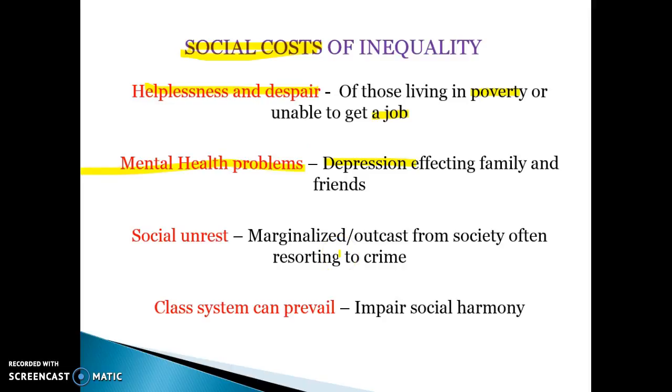It may impact on their relationship with family and friends because they can't contribute to society in the way that they would wish to. It can also lead to social unrest, as low-income earners may become marginalised or outcast from society and may even resort to crime. So that would be another social cost. So they feel helpless, in many cases, more incidents of mental health problems, more social unrest. And it can also lead to a class system where we've got high-income earners and low-income earners that generally don't socialise and experience sort of different lifestyles, and that can impair the level of social harmony within society.